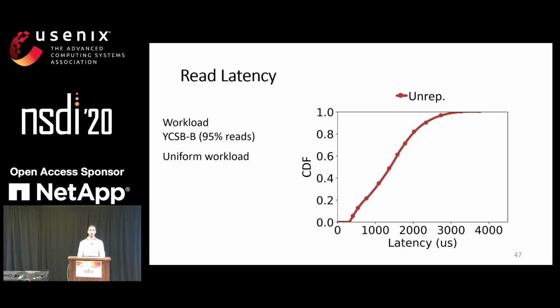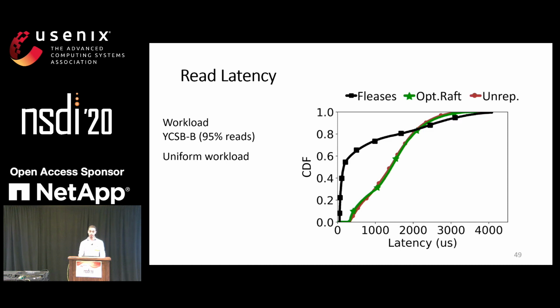Next, I will show the read latency. This figure is a CDF for the read latency for the same workload, that is workload B of the Yahoo benchmark. The x-axis shows the latency in microseconds, while the y-axis is the fraction of reads, because this is a CDF. As you can see, the unreplicated system as well as optimized Raft have really similar read latency, because in both of these systems, leaders can immediately serve read requests without contacting other replicas.